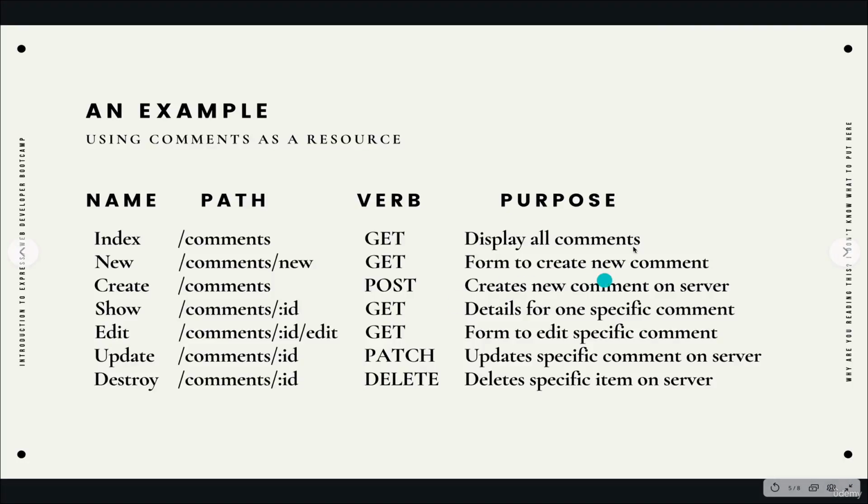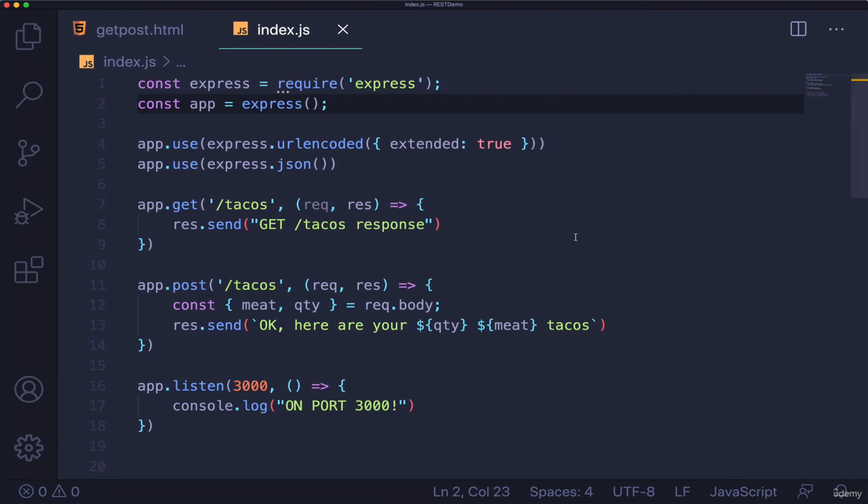Okay, so we're going to implement some of these RESTful routes for a resource, in our case, comments. I just want to put this disclaimer up front. There are many different ways of structuring your application in a way that it is considered RESTful. This is not the one way. This is just one option. Okay, so I'm just going to work in the same app that we've been working in.